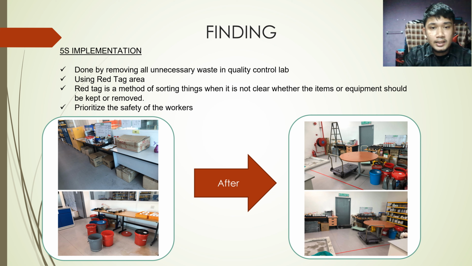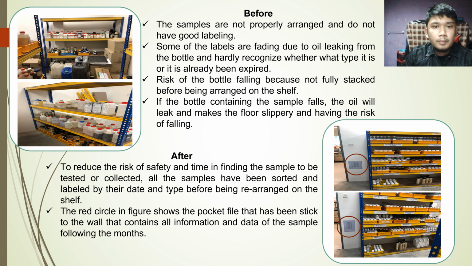The figure on the left side shows the condition before managing all waste to the rectangle area, and the result is shown in the figure on the right side. For the before, as shown in the figure on the left side, the samples are not properly arranged and do not have good labeling. Some of the labels are fading due to oil leaking from the bottle and are hardly recognizable, whether what type it is or whether it has already expired.